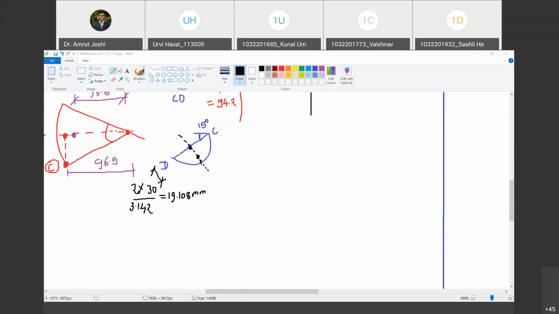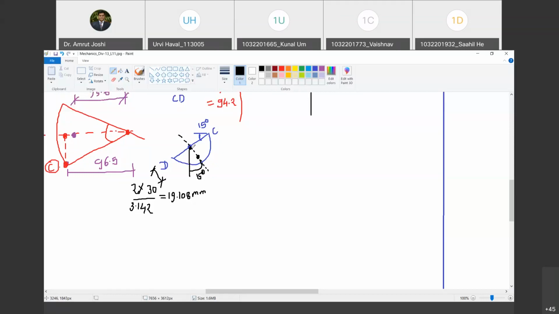Now the angle made by CD with reference to horizontal is 15. So the angle made by the perpendicular to CD with the perpendicular to horizontal, that is vertical, is also going to be 15. Do you agree with me? Yes. This angle is 15 degree. Happy?